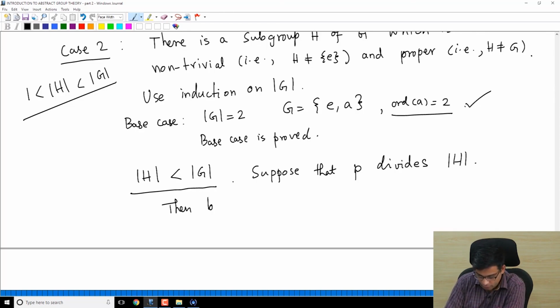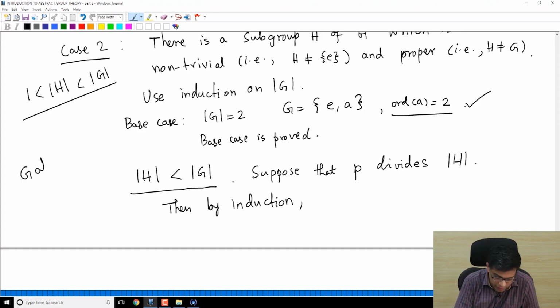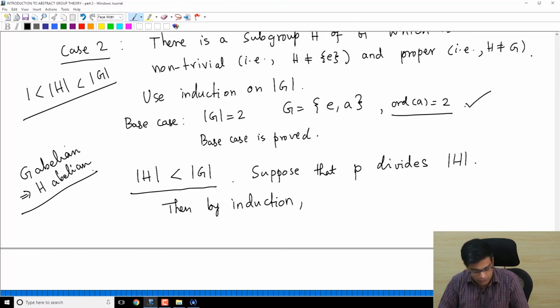Then by induction, because the order of H is strictly less than the order of G. The induction hypothesis is that for anything which has order less than the order of G, the theorem holds. Now, G is abelian, that implies H is abelian. Abelianness is inherited by subgroups.